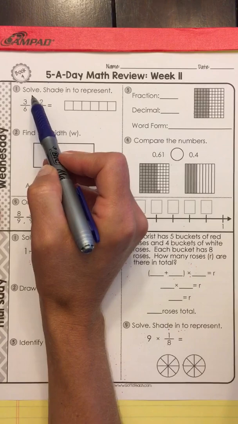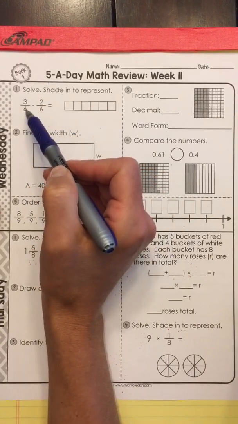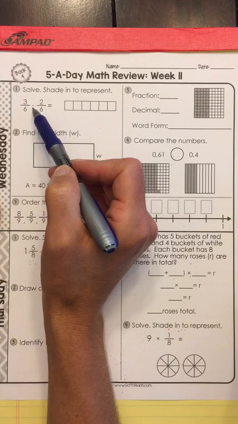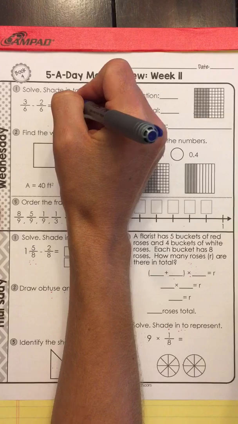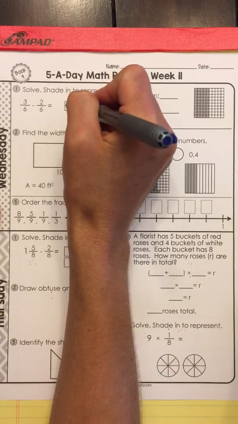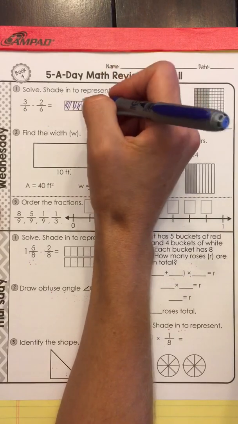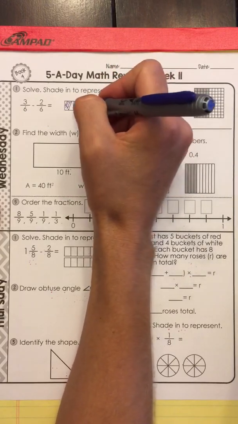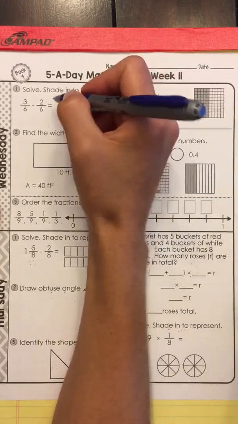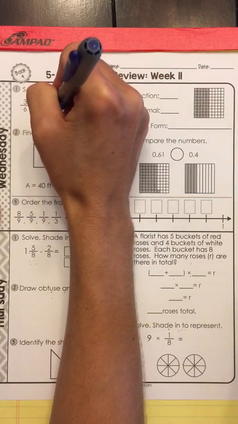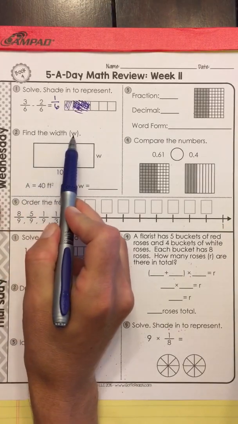All right, so here's the first one. Number 1, it said to solve and then shade in to represent. We have the fraction 3/6, and from that we are going to subtract 2/6. So first I'm going to show that I have 3/6, 1, 2, and 3, and then I need to show that I have taken away 2/6. So you can do that by drawing an X on them. I'm just going to shade them a little differently. Okay, so that's gone. How much is left? 1/6.